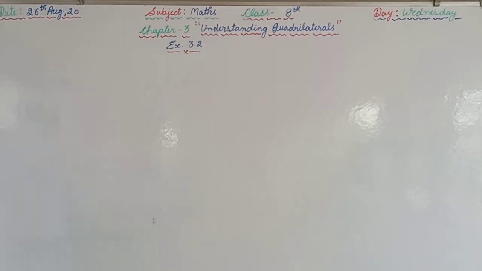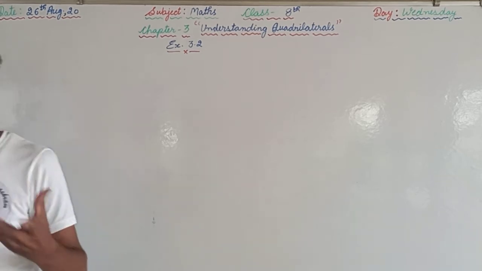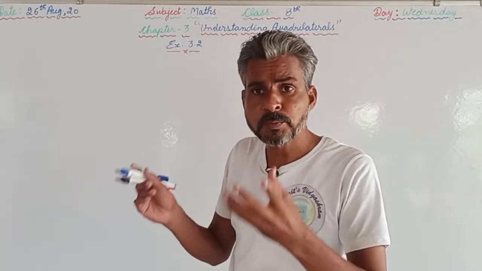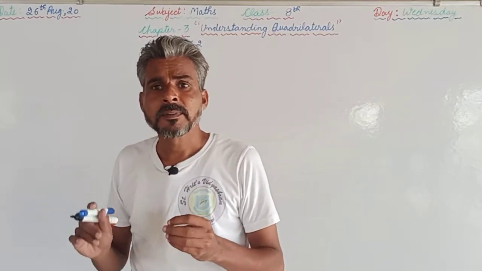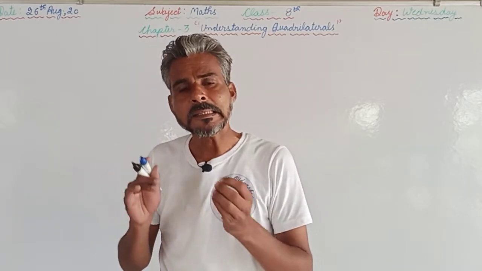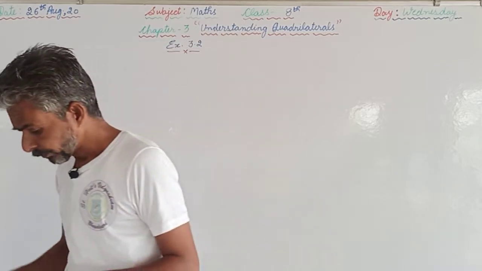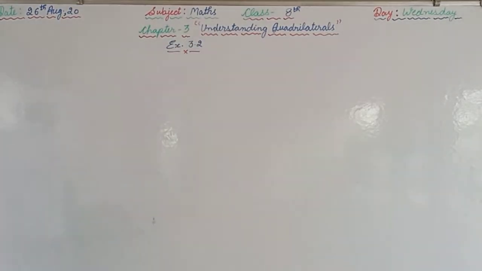So in question number 2, find the measure of each exterior angle of a regular polygon. So first of all, we should understand the regular polygon. What are the regular polygons? The regular polygons are those polygons in which the length of each side is equal, means all sides are of equal length. So if all the sides are equal, means the regular polygons are there, then their interior angles will be equal, and at the same time the exterior angles will also be equal.